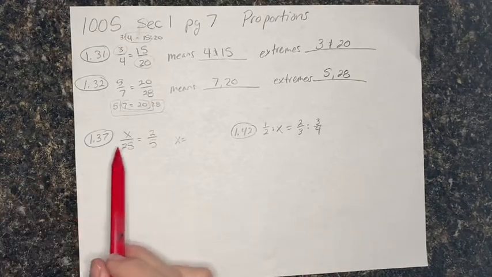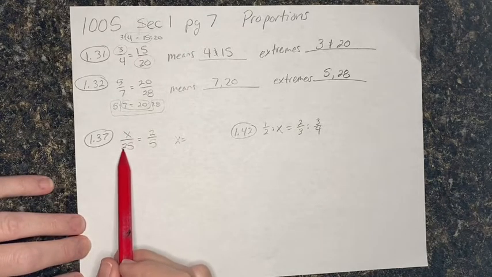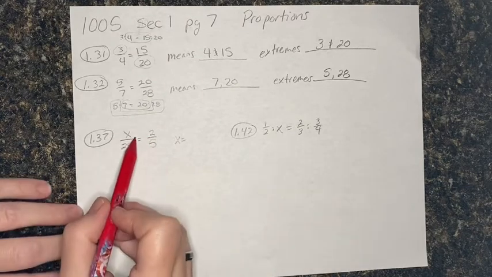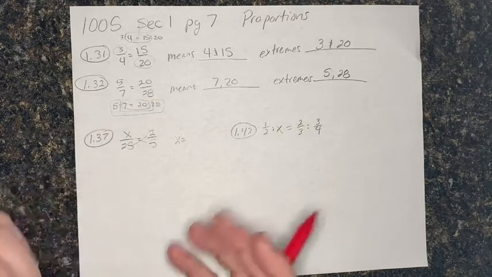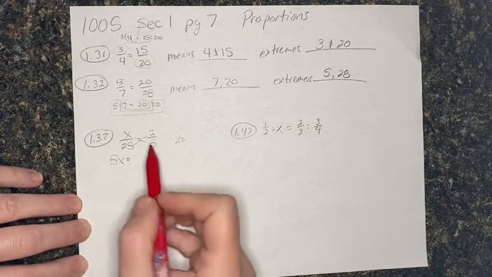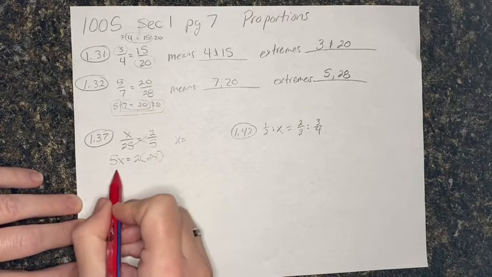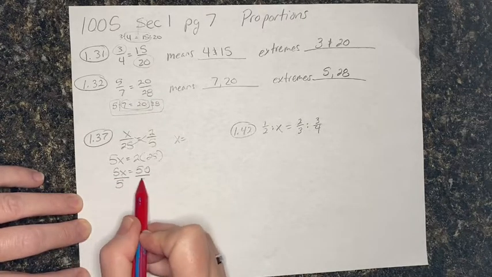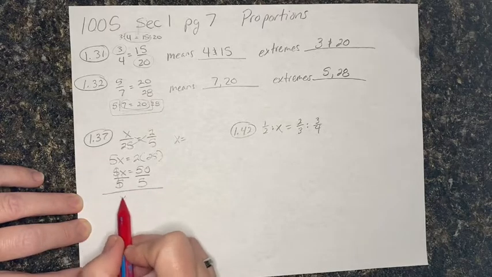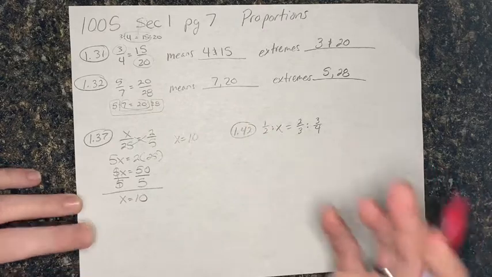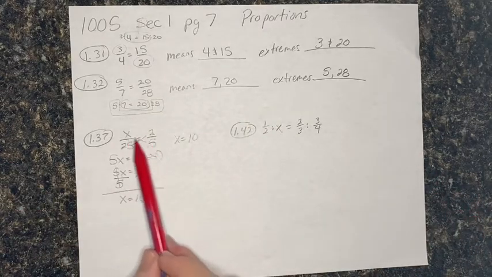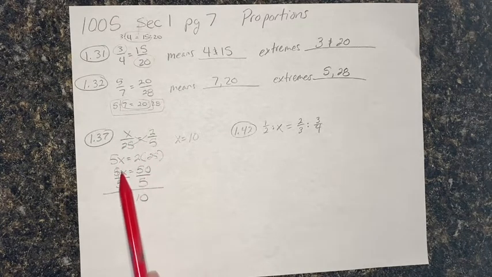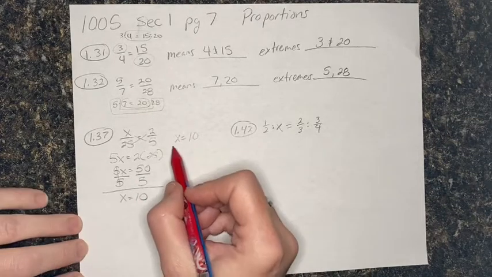All right, so looking at number 37, we've got x to 25 is 2 to 5. They want us to solve for x. And so what we're going to do is cross multiply. And that tells us that 5x is equal to 2 times 25, or that 5x is equal to 50. 5 is being multiplied by x. We're going to do the opposite and divide. That cancels our 5, and our x is equal to 10. So we solved for x. We cross multiplied, which gave us 5x equal to 2 times 25, and then we just simply solved for x, and got x is equal to 10.